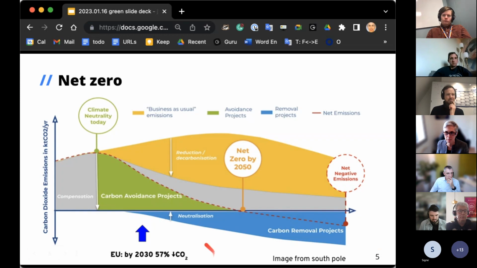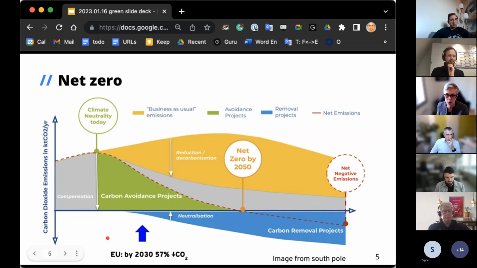There are laws that are coming into place. Each country, or in this case region, has its own objectives. And there are different reporting standards that are coming in as well, such as CSRD, the EU sustainability reporting for large companies over 250 employees, of which carbon accounting will be one.